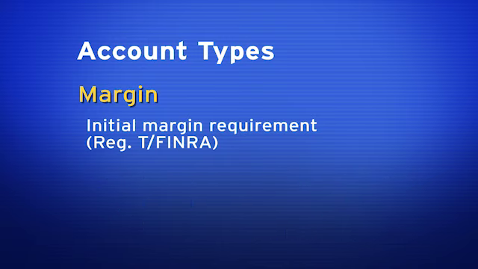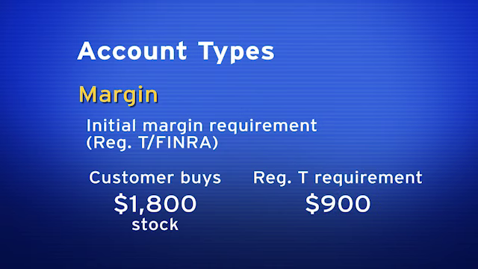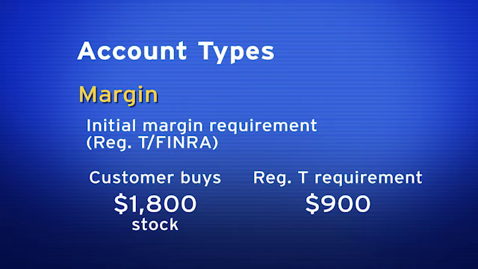A third example: the client buys, as their initial trade in a margin account, $1,800 worth of stock. Reg T is 50%. 1,800 times 50% is $900. Well, how much is the client going to have to deposit? On the initial trade, meet Reg T or FINRA's required $2,000, whichever is greater, unless what's being bought is less than $2,000, then we pay for the trade. So in this case, the customer has got to deposit the amount of the trade. They'll get a margin call for $1,800.